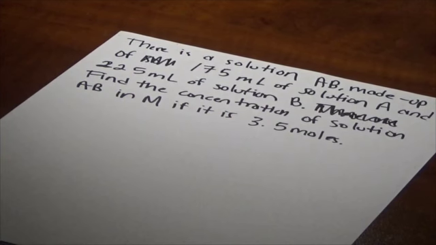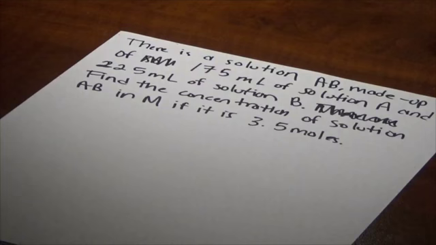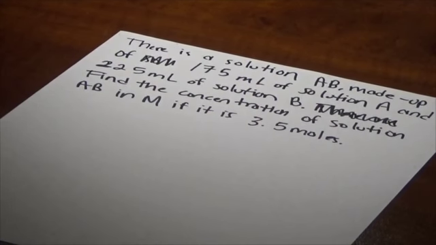So the problem is, there is a solution, AB, made up of 175 milliliters of solution A and 225 milliliters of solution B. Find the concentration of solution AB in molars, or M, if it is 3.5 moles. So solution AB is made up of solution A and solution B. Find the molarity. So at this point, I'm going to recommend you pause and solve the problem. Good luck.